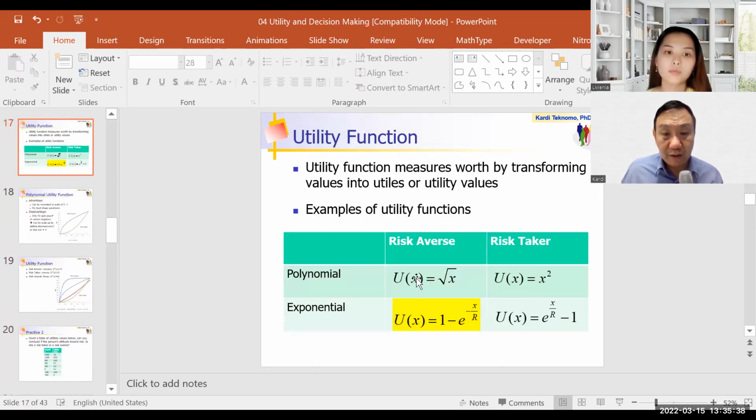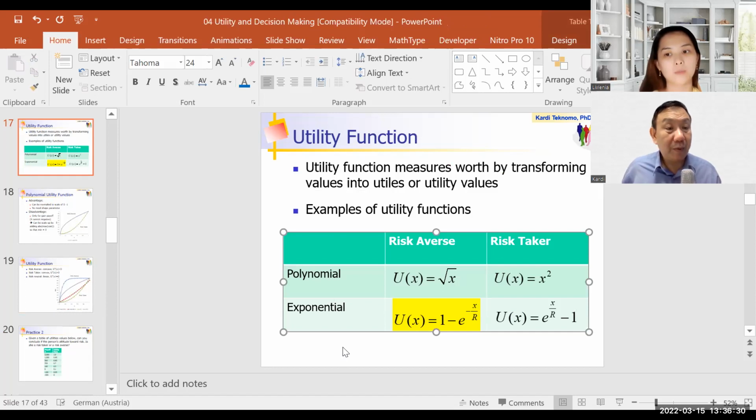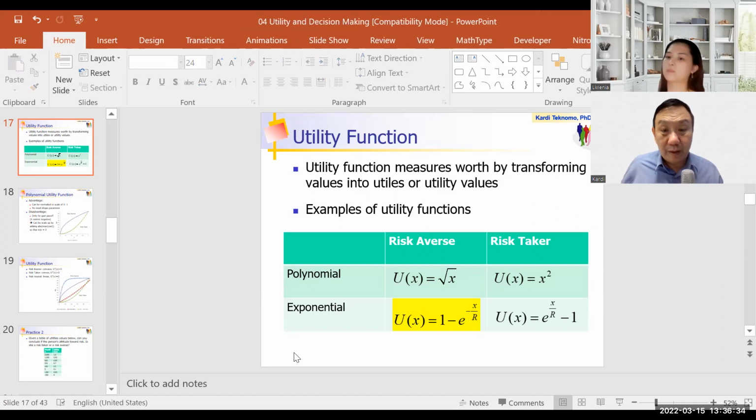Yeah. So the polynomial utility function is, this is the risk averse and this is the risk taker. I know the risk averse and risk taker functions for polynomial. How about the risk neutral? What is the polynomial function for risk neutral? Is it equal to the EV? Yeah, u(x) equal to x. It's a linear function, means u(x) equal to x. So risk neutral for both polynomial and exponential is the same: u(x) equal to x.